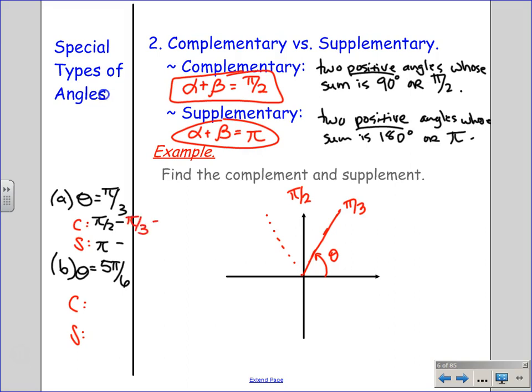Aw, fractions. Yeah, it's really hard to think of pi over 3 and pi over 2 together because they have different denominators. You know what's easier to think of? And we'll see this in section 4.2 when we get back. Instead of thinking in thirds, it's actually usually easier to think in sixths. And here's why. How many sixths? 3, 2.